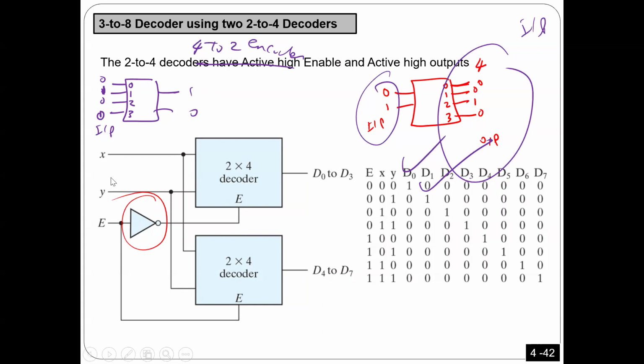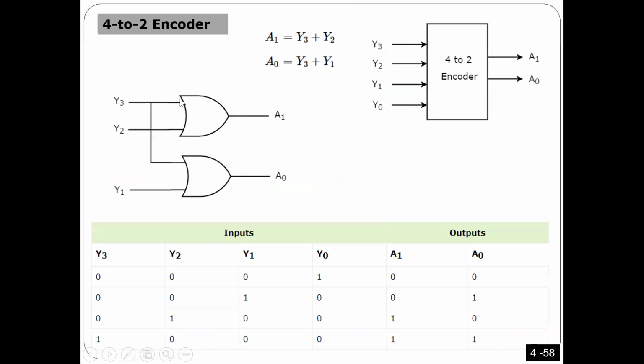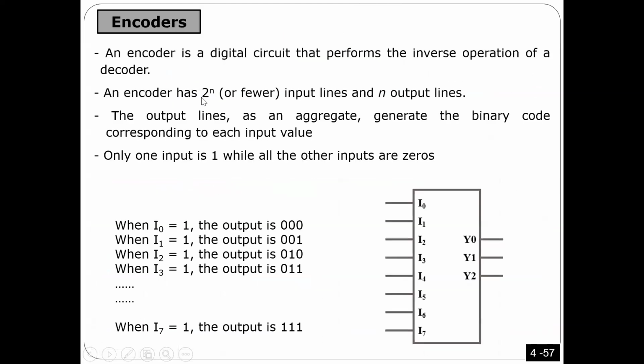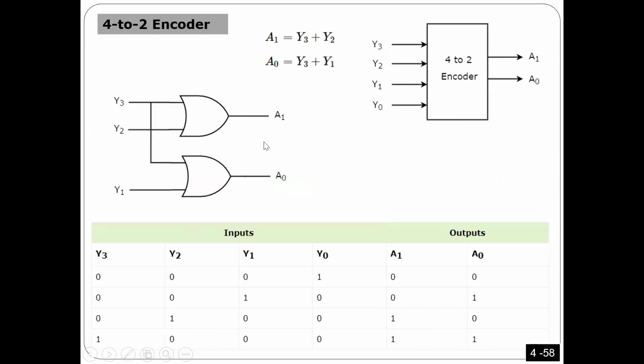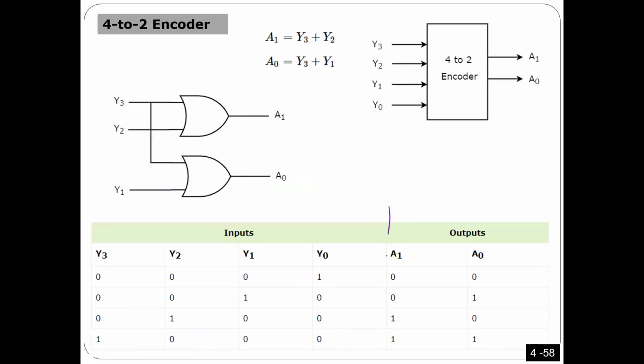So now how can we design it? That's what I'm going to explain. It's very simple. Let's start with the 4 to 2 encoder. I have 4 inputs and, as I told you, 2 outputs, as you see here. Let's make a truth table first, with the inputs and the outputs.